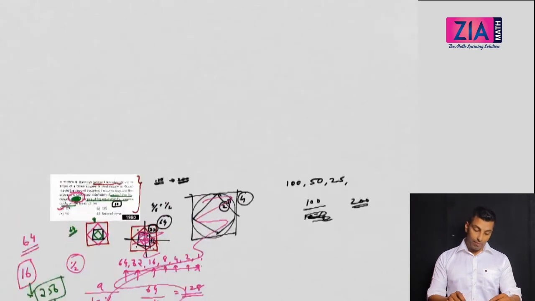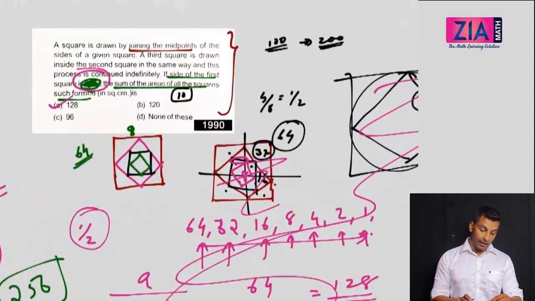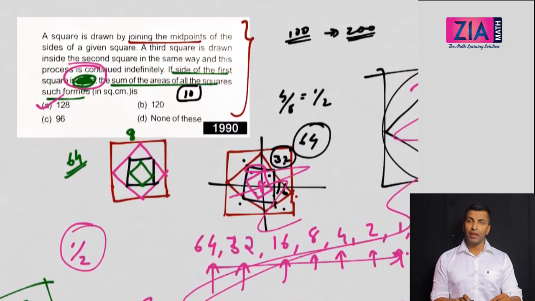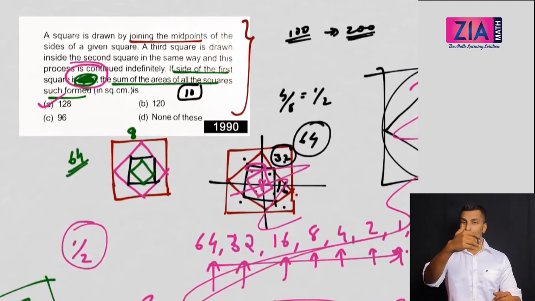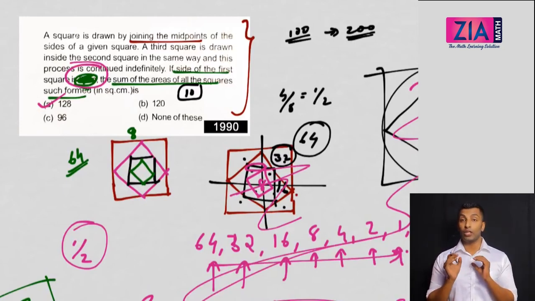Now onwards, it's just a matter of knowing this one side, right? The pattern will remain the same. You can expect this question in CAT or even SSC or bank, any kind of exam that you're going to take. This is a standard question. So joining the midpoints, what is the total area?